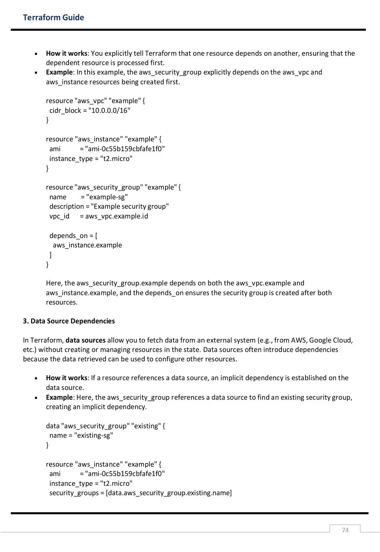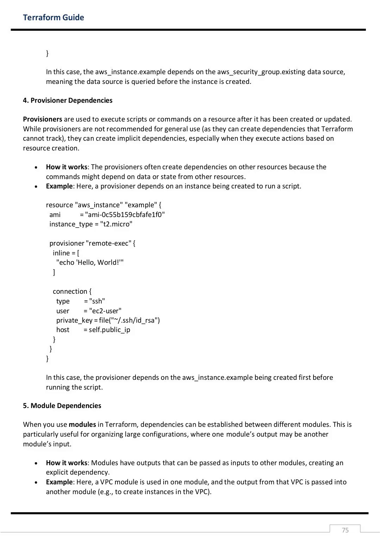Data "aws_security_group" "existing". Resource "aws_instance" "example". In this case, the aws_instance.example depends on the aws_security_group.existing data source, meaning the data source is queried before the instance is created.